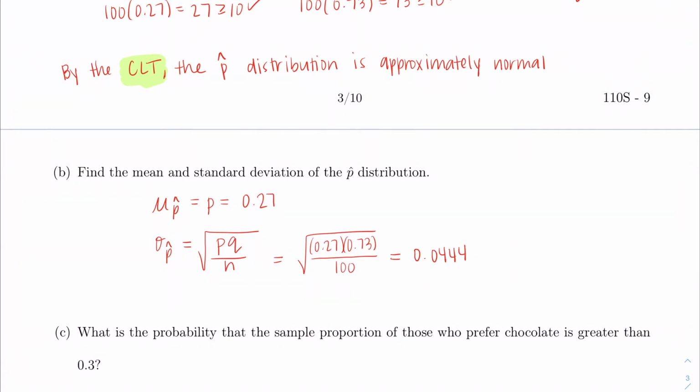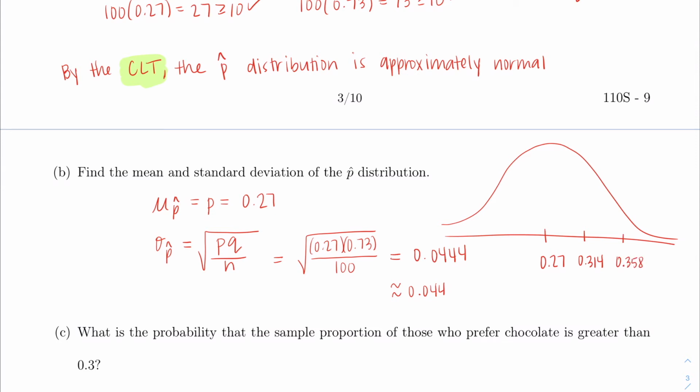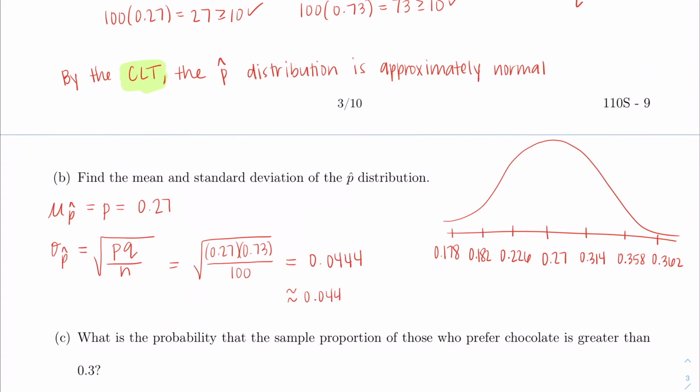So now I can combine parts A and B and actually draw out the curve for this p-hat distribution. I know the mean is 0.27. And the standard deviation, I'm going to say is approximately 0.044. I'm going to round it a little bit. One standard deviation away from the mean gives me a value of 0.314. Two standard deviations away in the positive direction gives me 0.358. And so here's the completed normal curve for this p-hat distribution.